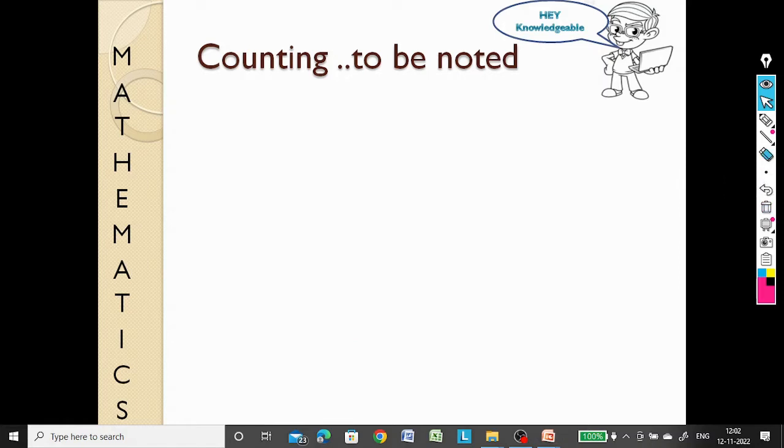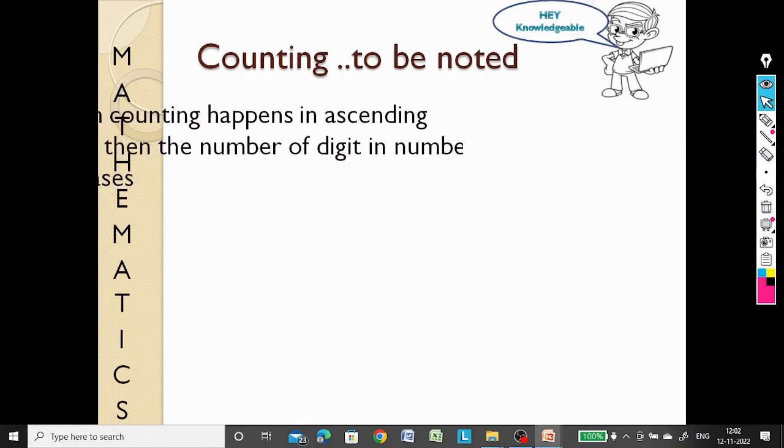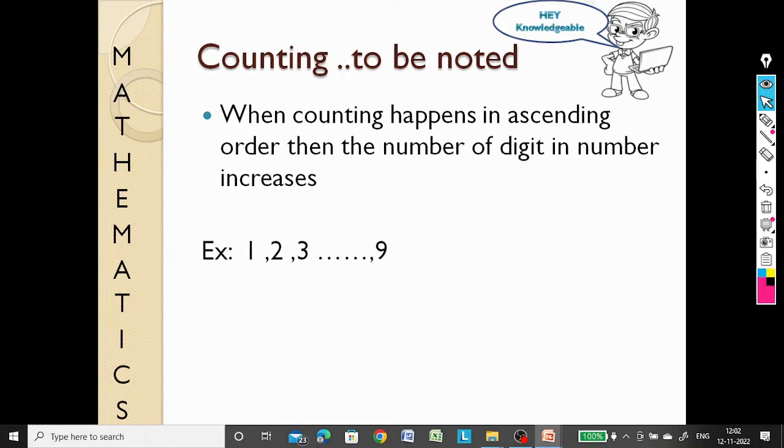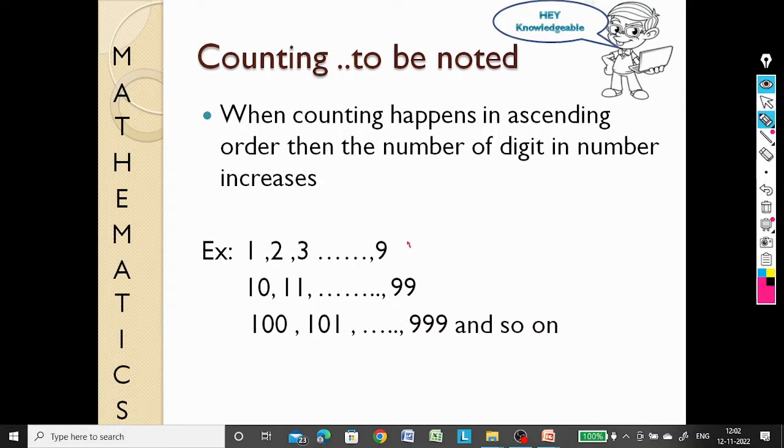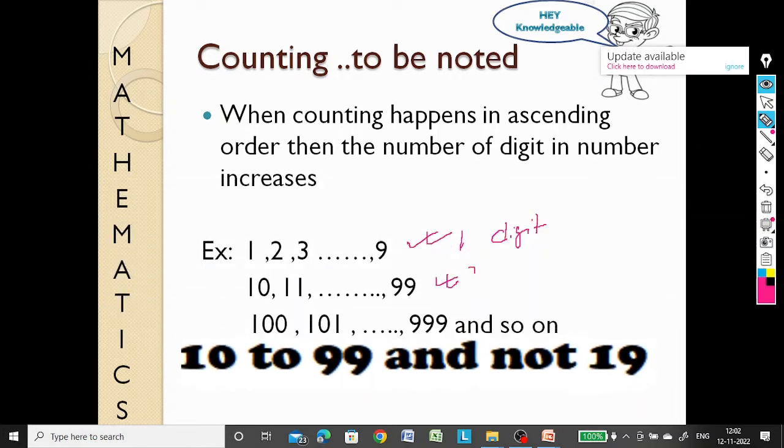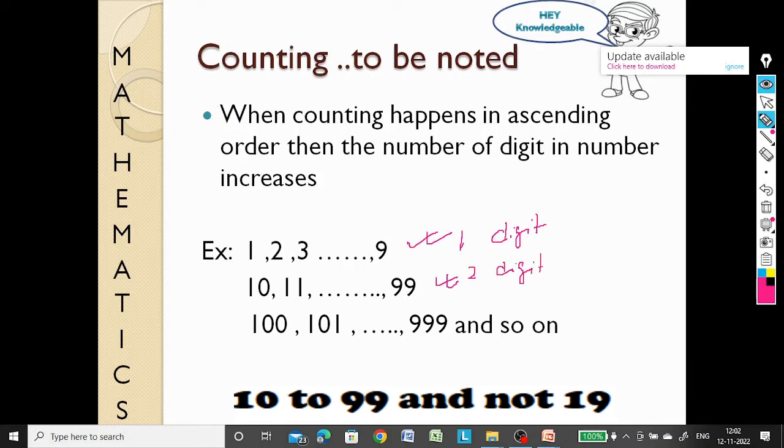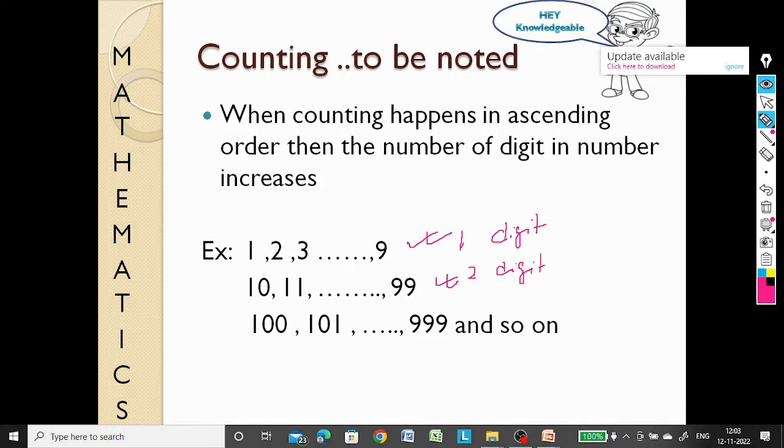When you count something, one of the things that needs to be noted is that when counting happens in the ascending order, the number of digits in that number increases, right? So 1, 2, 3, if you see, all these numbers have one digit. But as you move from 9 to 10, 10 to 19 all have two digits. And from 100 to 999, all have three digits.